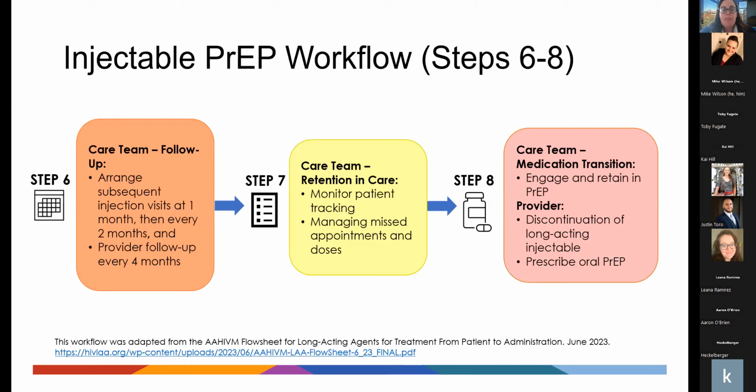But planning ahead and making sure there is a plan and your staff knows how to do these things is very important. So you're arranging subsequent injection visits. When you start injectable PrEP, your first follow-up visit for the next injection is 1 month later, and then it's every 2 months. And you're getting testing at these subsequent visits, including HIV testing and STI testing by the CDC guideline protocol. It's a good idea to have them see the provider every 4 months when they're starting out with this.